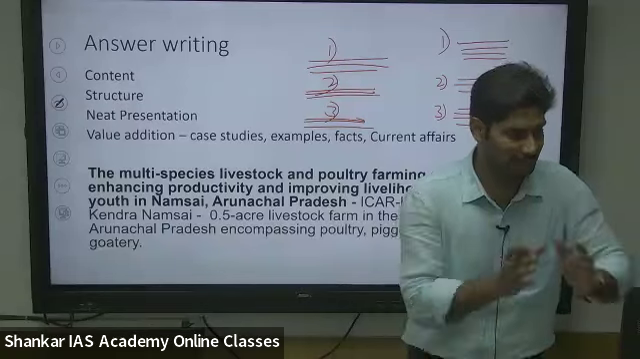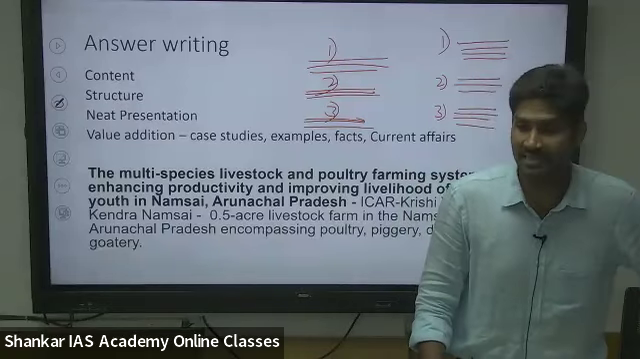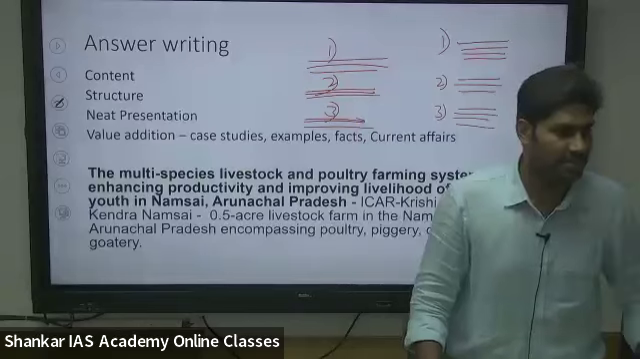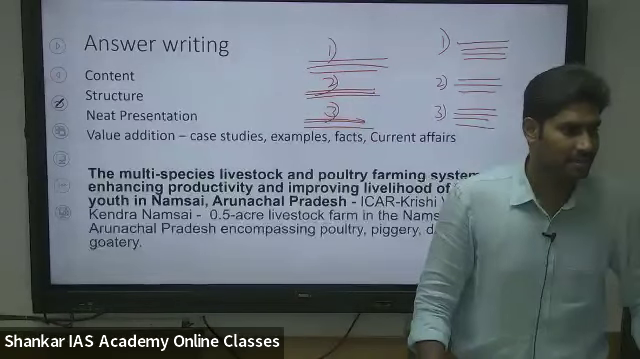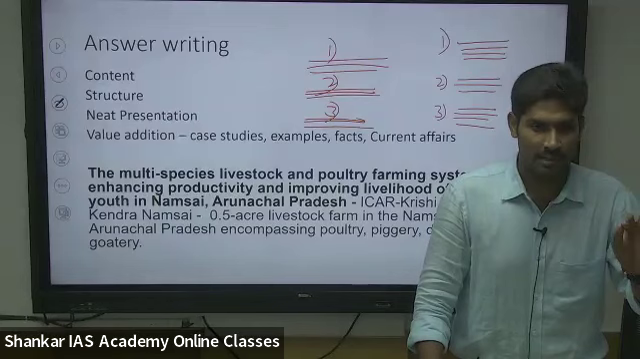It should not be lengthy. That's why they are giving a word limit and a page limit. Short and crisp, and at the same time, it should convey the meaning.